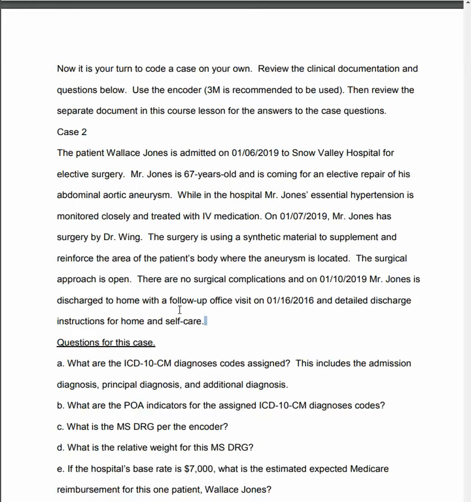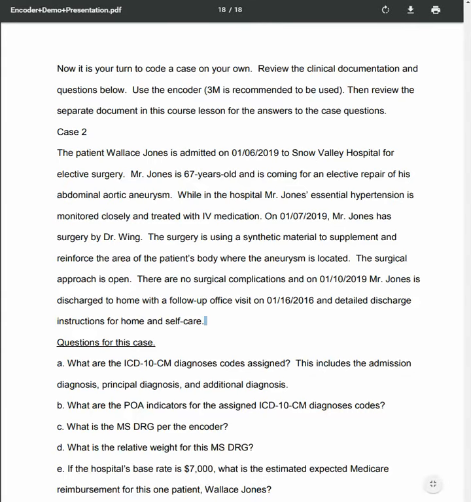And you are given some information. This patient does have a procedure, so in addition to your ICD-10 CM diagnosis codes, you are also going to assign your ICD-10 PCS codes. You also have to identify your POA indicators for your diagnosis code. POA indicators are only on diagnoses codes. They are not on procedure codes. And you need your MSDRG and your relative weight. And we're going to use the same base rate, the same $7,000, to determine our expected Medicare reimbursement.